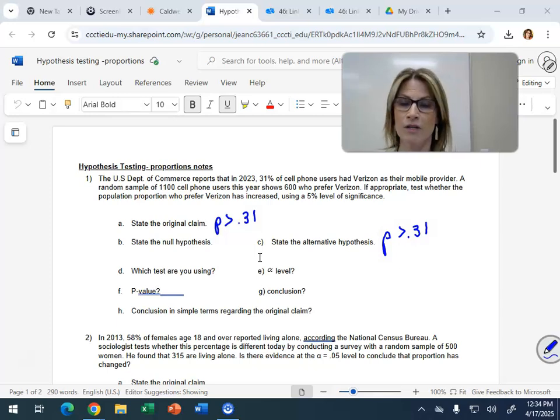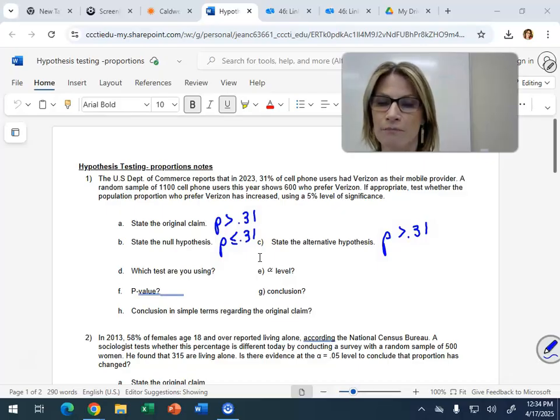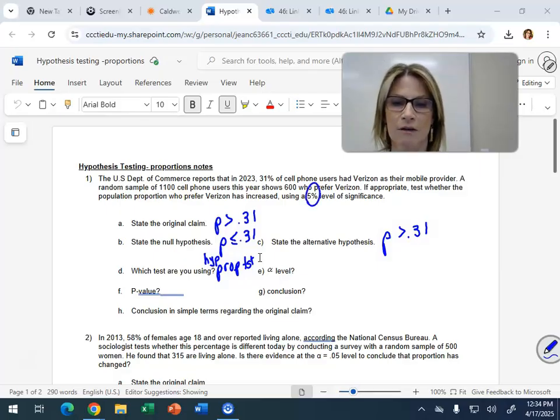The null will always be the one that does have equality, less than or equal to 0.31. So null has equality, alternative does not. And we are doing a hypothesis test for a proportion, and I'm not going to write the whole thing down there, but alpha is 0.05.